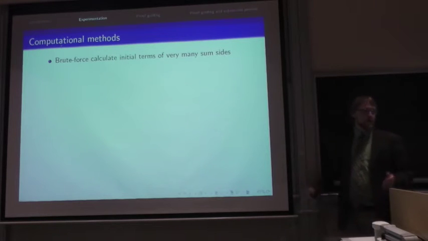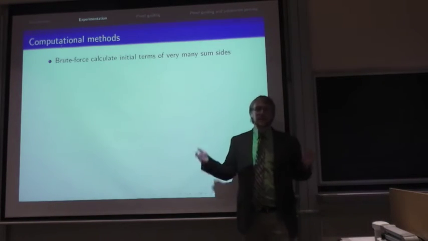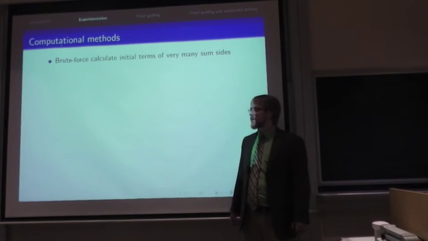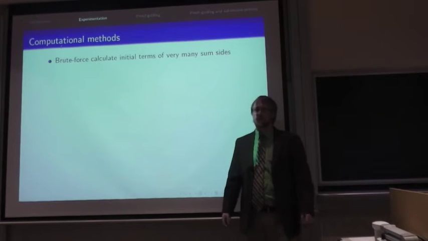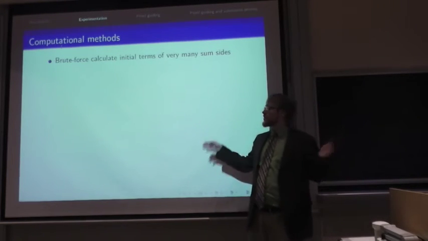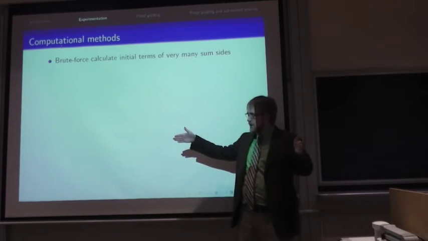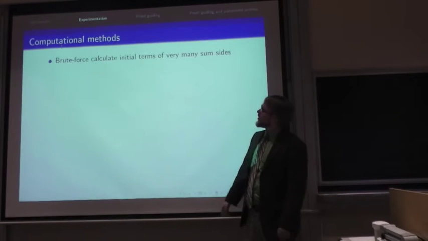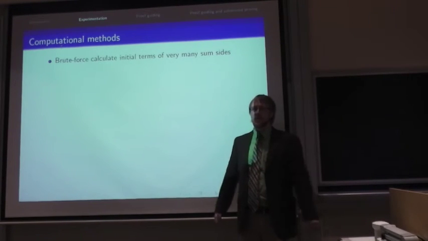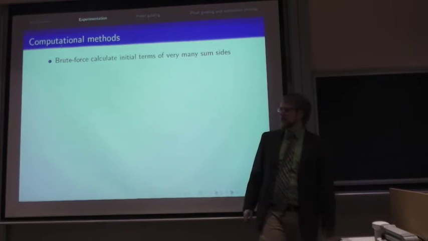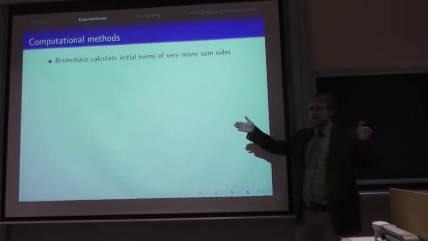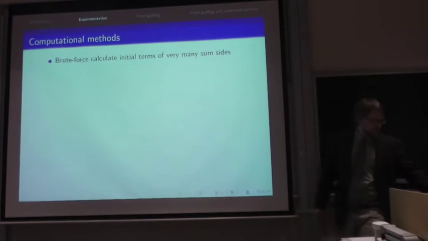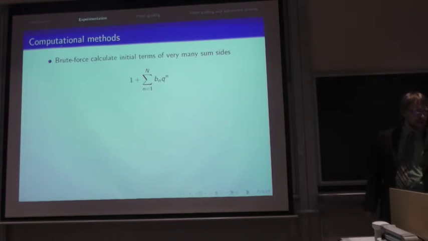We brute force calculate initial terms of very many sum sides, exactly as advertised. At times we were doing this for probably a million different possible sum sides. Very simply, without too much thought, we came up with all of these different combinations, iterated over some range of values for our 6 or 8 parameters, and then calculated, in different versions of our program, sometimes 12, 15, 30, 40, whatever, initial terms of our sum sides. And we get something that looks like this.